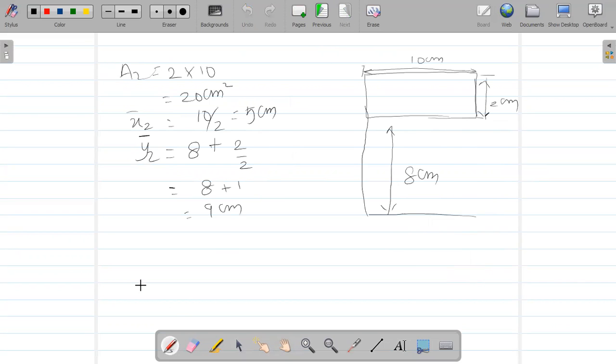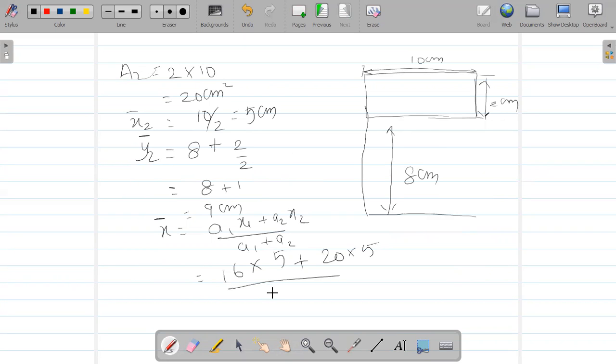Okay. So when you get the values of this, what you have to do next is calculate the value of CG. What is the CG formula? X bar is equal to A1 x1 plus A2 x2 divided by A1 plus A2. That is equal to, what is A1? We have got 16. What is x1? We have got 5, plus what is A2? We have got 20. What is x2? We have got 5, divided by 16 plus 20.